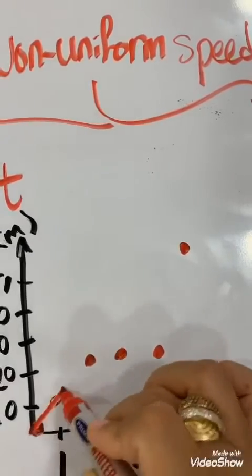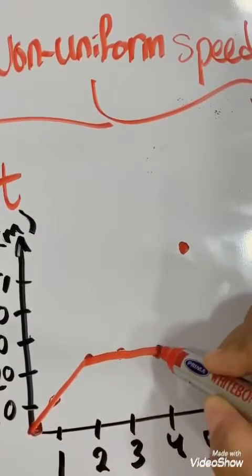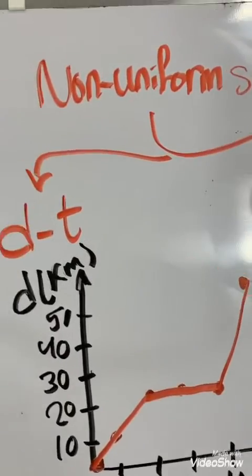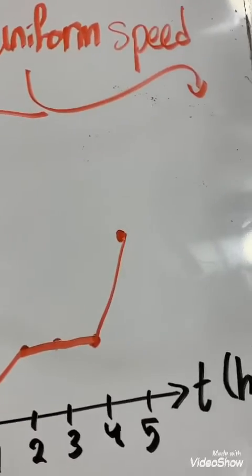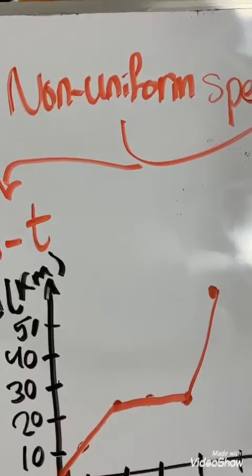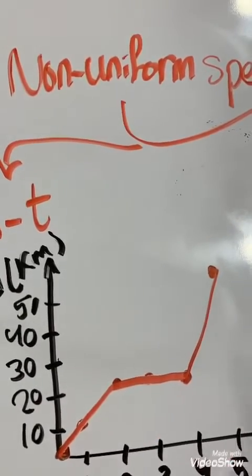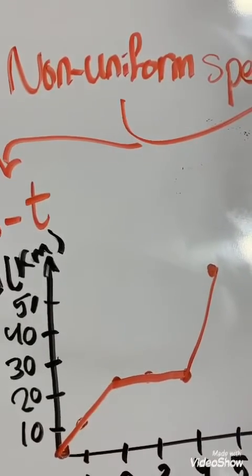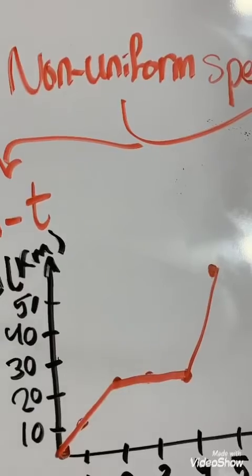Let's join the points. It looked like this. So this shape is irregular shape. So the distance time graph for the irregular speed or the non-uniform speed is irregular shape. As you see, this is the shape that I got from this table, but I can get any other shape, but also it's irregular shape.